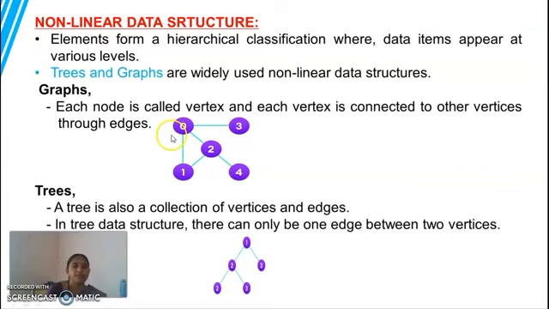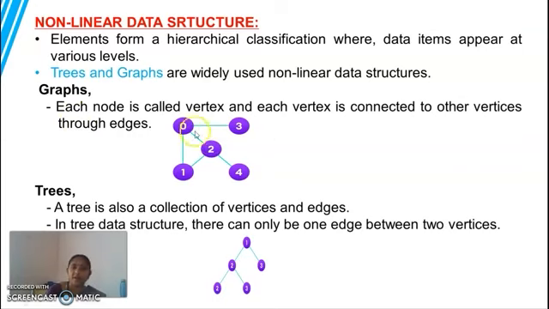In a graph, each and every node is a vertex. Here this is a node: 0, 3, 2, 1 and 4. All the elements are organized in the form of nodes. 0 is a node, 3 is a node, 2 is a node, 1 is a node and 4 is a node. All the nodes are called vertices, and the connection between each and every node is called an edge. So a graph is the combination of nodes and edges. This is called a graph.